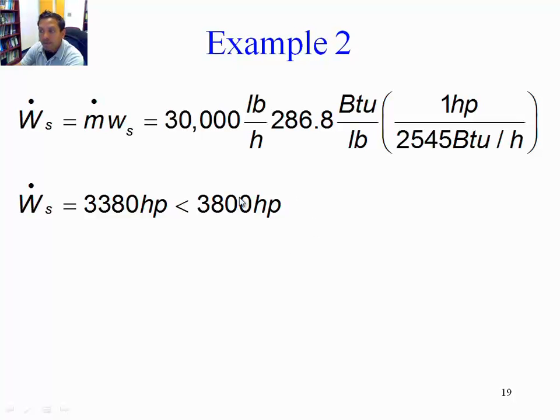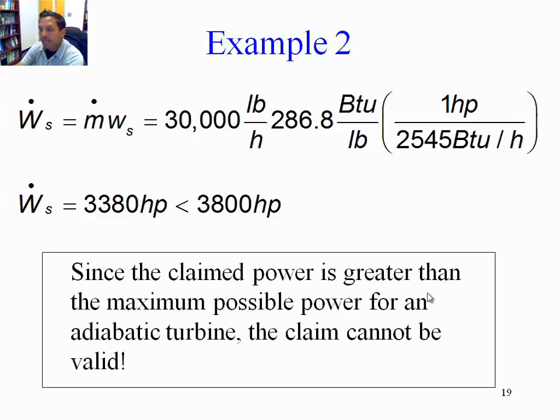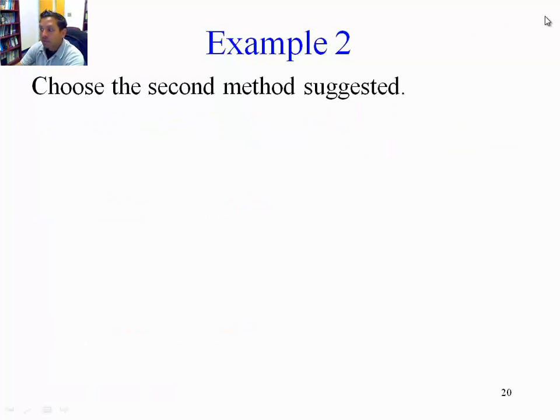The claimed data of 3,800 horsepower is impossible because it's larger than the maximum power that this turbine can possibly produce, which is 3,380. So this turbine violates the second law of thermo. This device cannot produce more than the isentropic production of power. Since the claimed power, 3,800, is greater than the maximum possible power for an adiabatic turbine, the reversible power, the claim cannot be valid. This is incorrect. We can do this a slightly different way. We can check for the second law of thermodynamics violation by looking at the actual change in entropy.